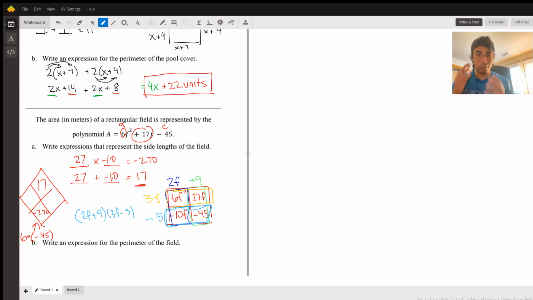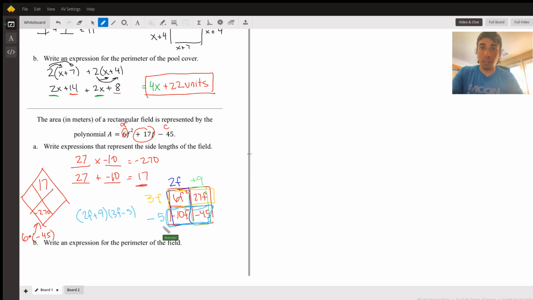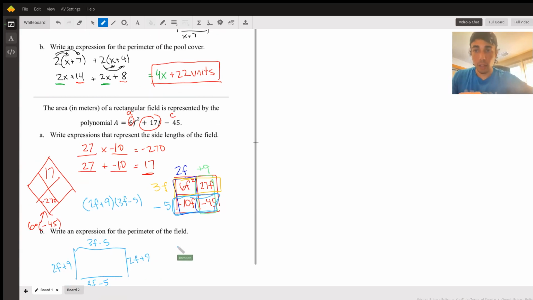And then your perimeter, remember, you're just adding them up. But, right, we've got 2 of each, right? If this is a 2f plus 9, this is also a 2f plus 9. If this is a 3f minus 5, this is also a 3f minus 5. Awesome. All right, so let's add all these up. So we've got 2 of each, so we've got 2 times the width, and we've got 2 times the length. All right, so let's distribute.